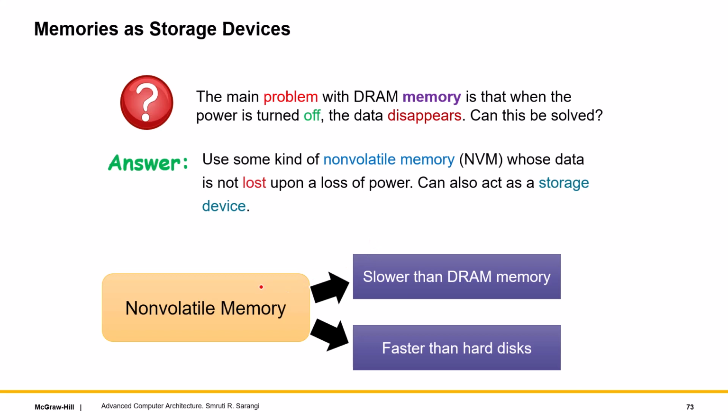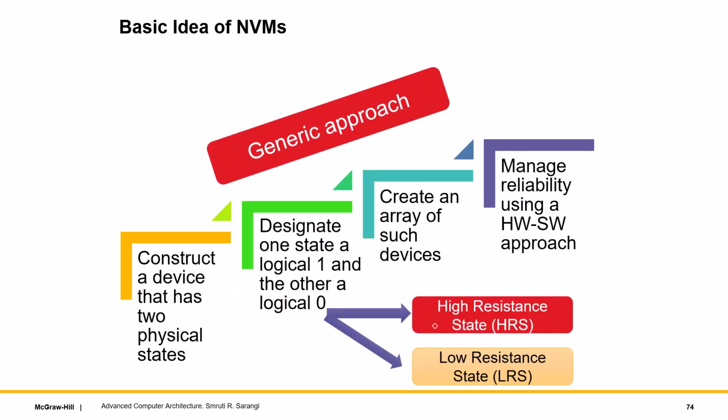So what I can say is that non-volatile memory or NVMs are, let's say, slightly slower. How slightly? Well, we will see. But they're slightly slower than DRAM memory, but much faster, so much faster than hard disks. That's the idea. So for constructing all of these non-volatile memories or NVMs, there is a generic approach.